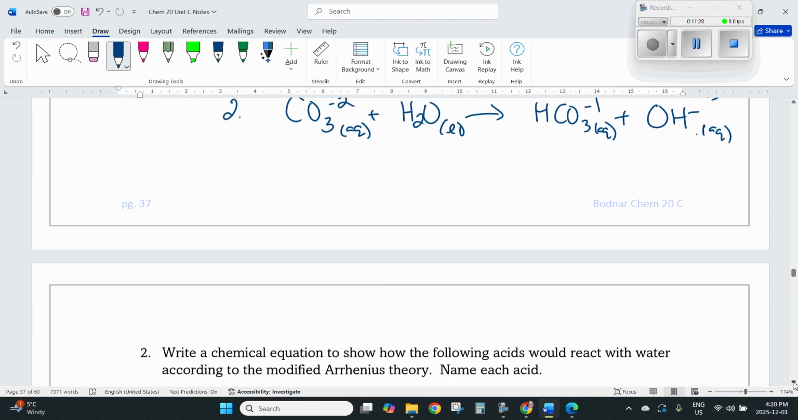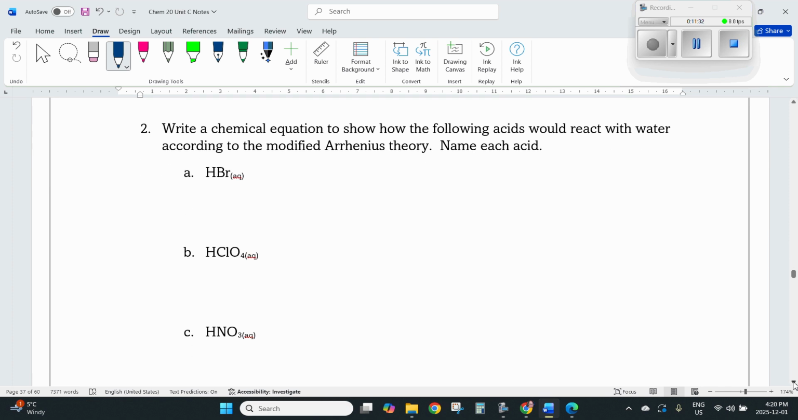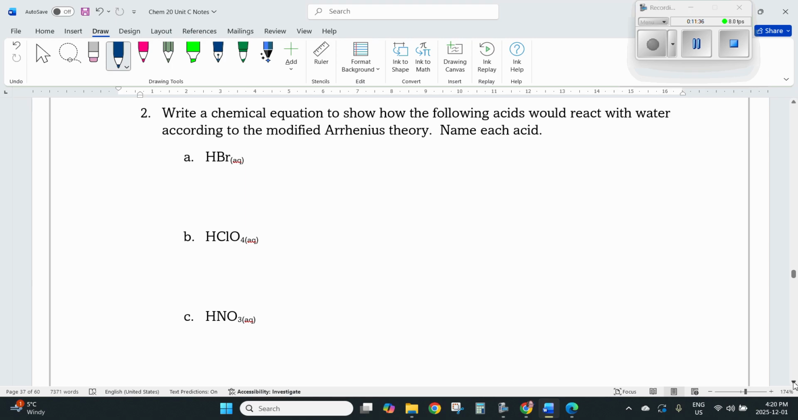So we're going to scroll down. Now it says write a chemical equation to show how the following acids would react with water according to the modified Arrhenius theory. So name each acid. Our first one is HBr. Students always tell me acids are easier to do. For some reason, acids donate, so they are a lot easier to understand.